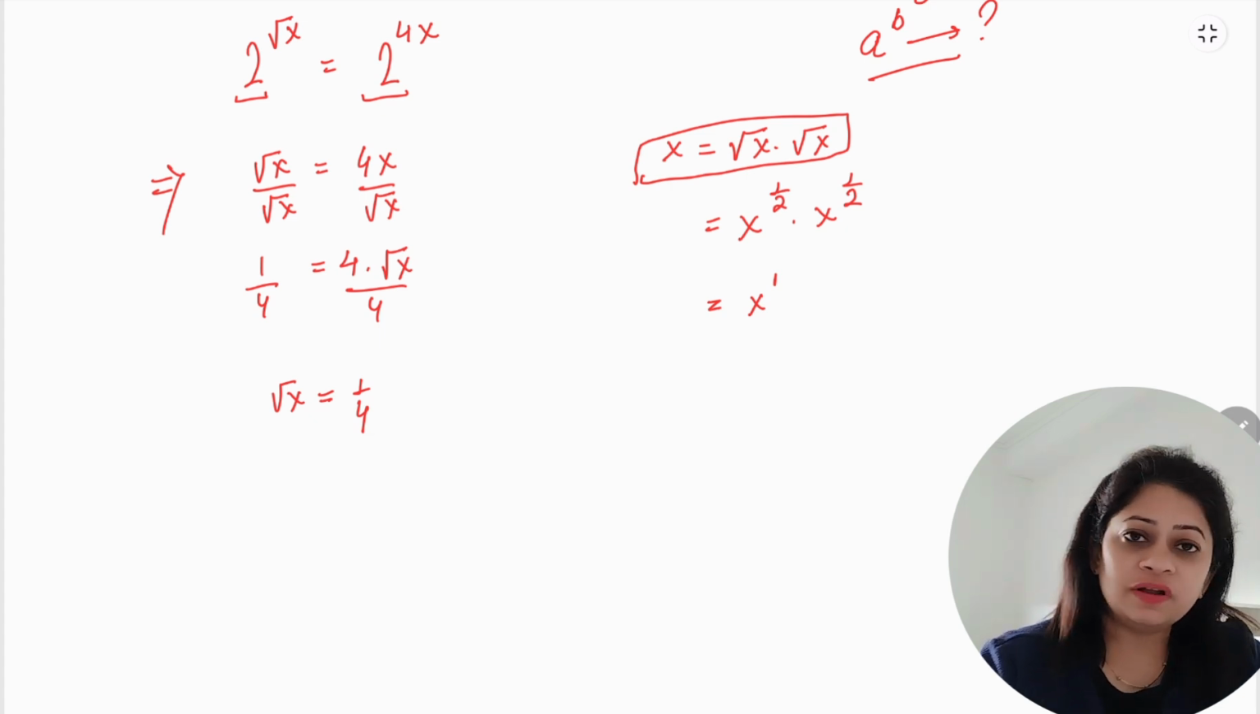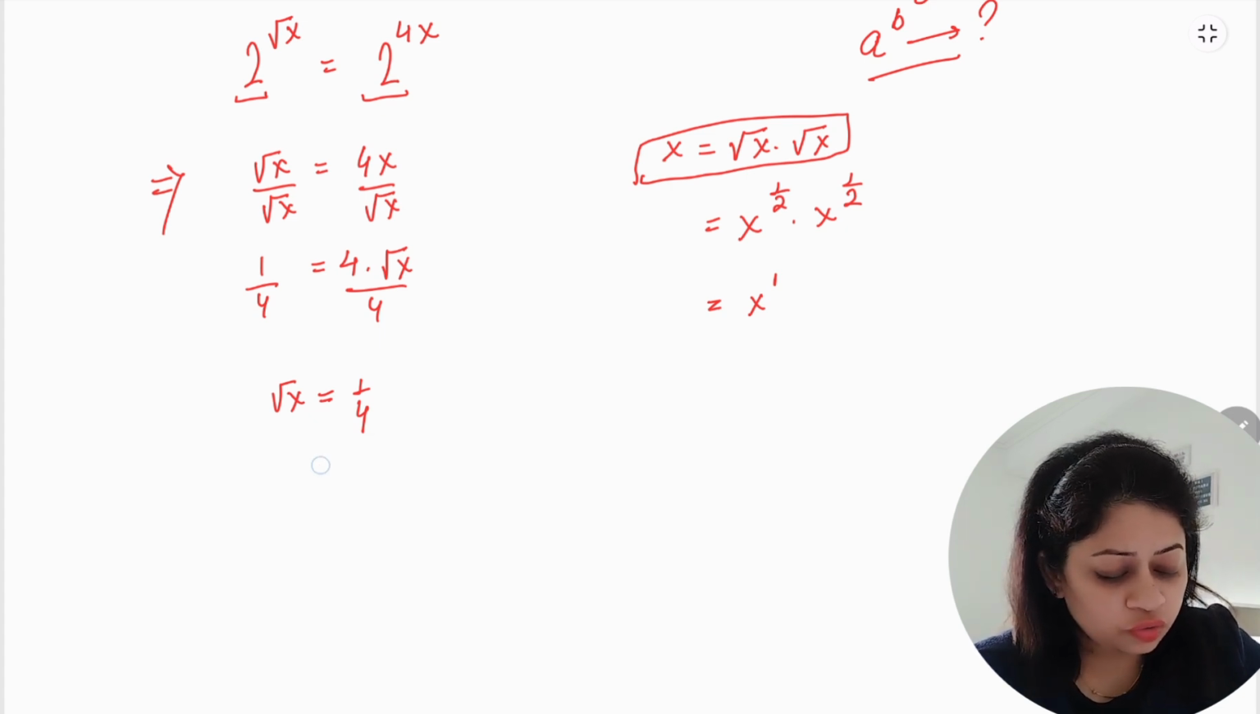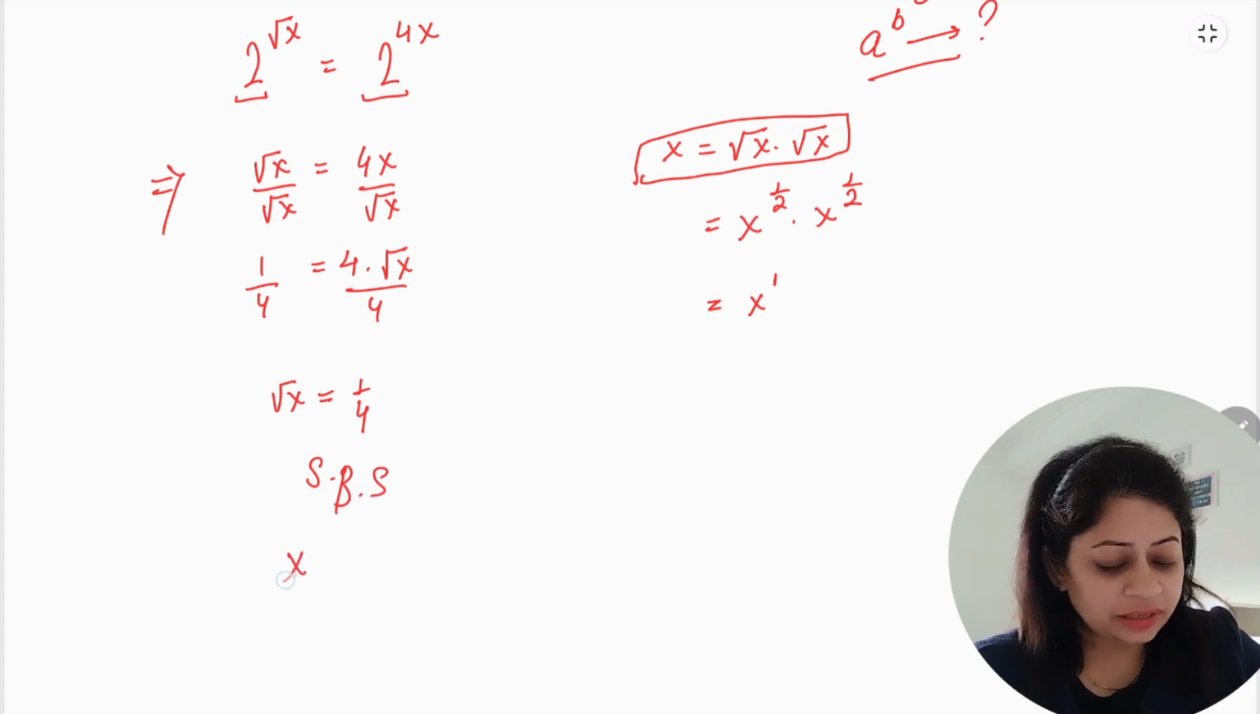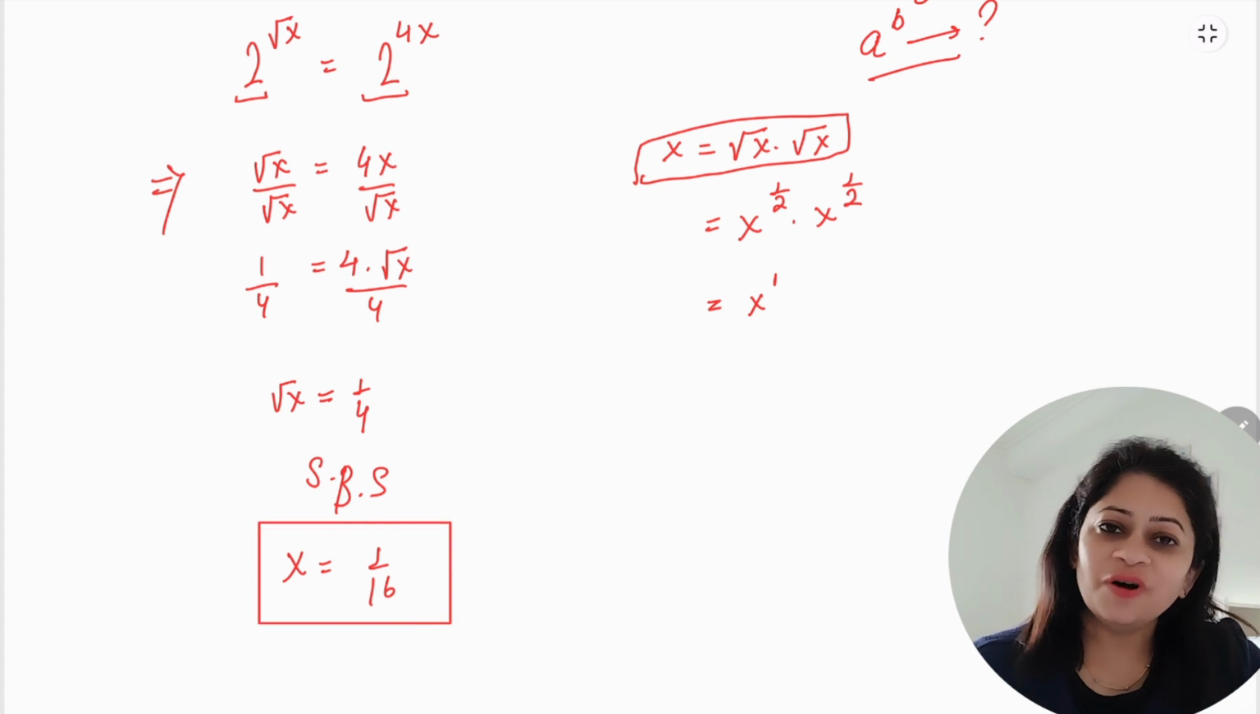But we need to find out the value of x. So we will square both sides. This will give x is equal to 1 by 16, right? So I hope you understood this.